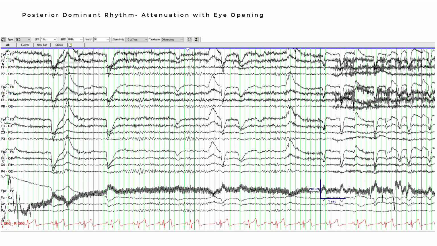On the flip side, here's a good example of when a patient opens their eyes and you see this alpha rhythm here that then attenuates or lessens in amplitude and it's not as well formed. This is also an example of reactivity.